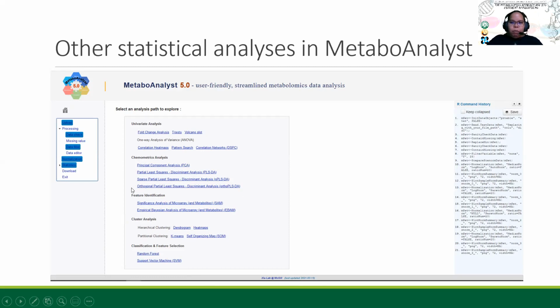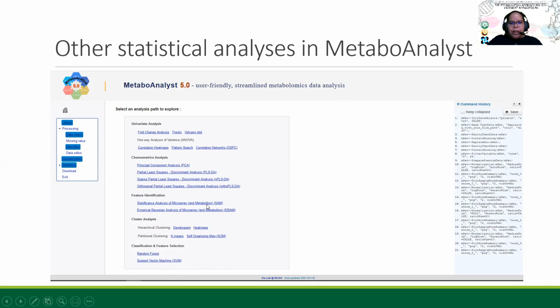There are also some more advanced feature identification functionalities such as SAM, EBAM. I think some of them might be more suited for time series, but in any case, these are features that you can make use of: heat maps, SOM, k-means clustering, and also you have a bit more of the more advanced algorithms such as random forest and support vector machine algorithms.